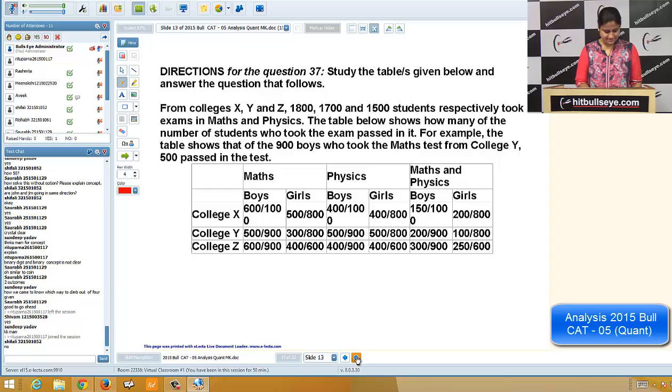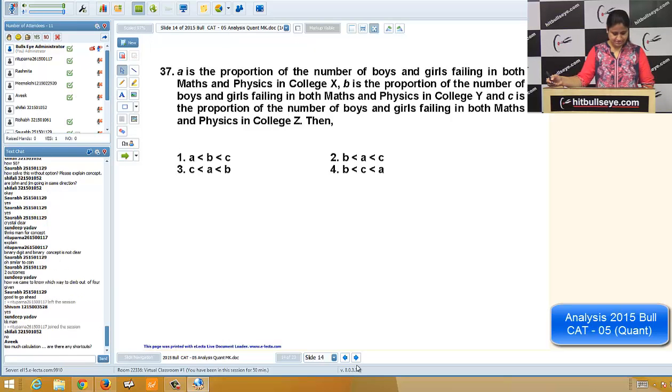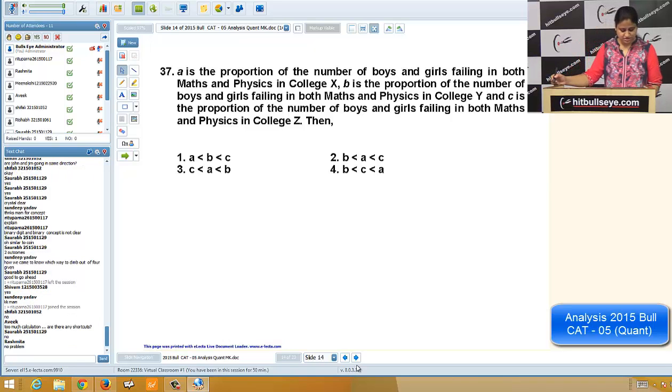Any problem in this set? I have taken only one question that is reported as a difficult one. Yeah, any problem, guys? Actually, no calculation required. Not much calculation. It was simple.